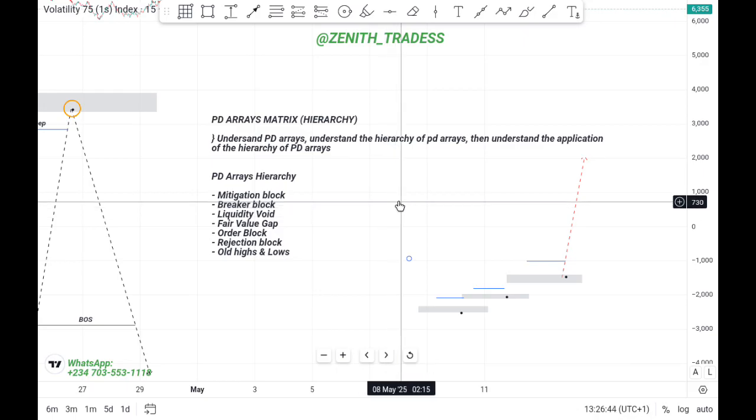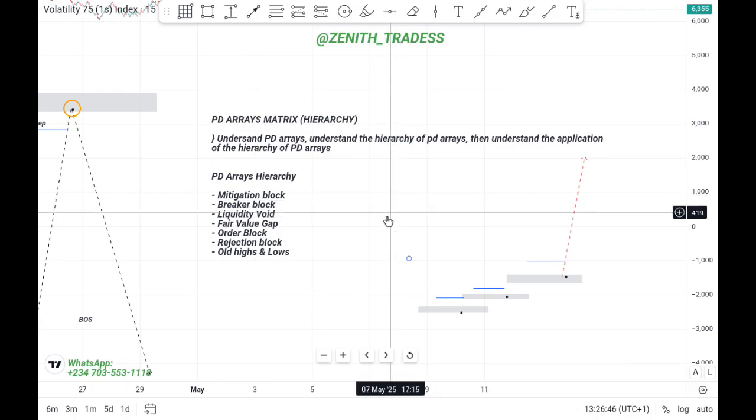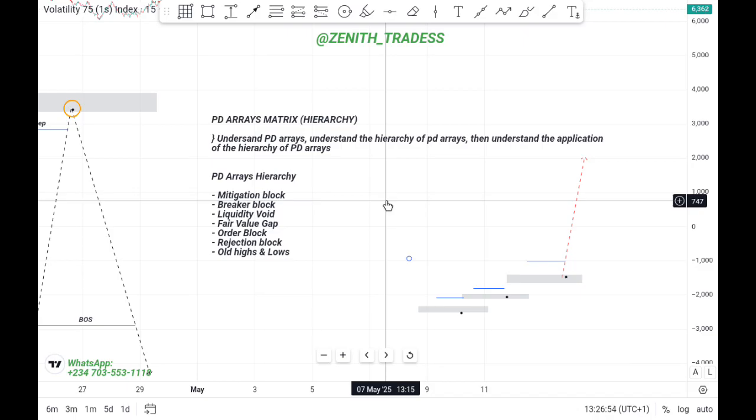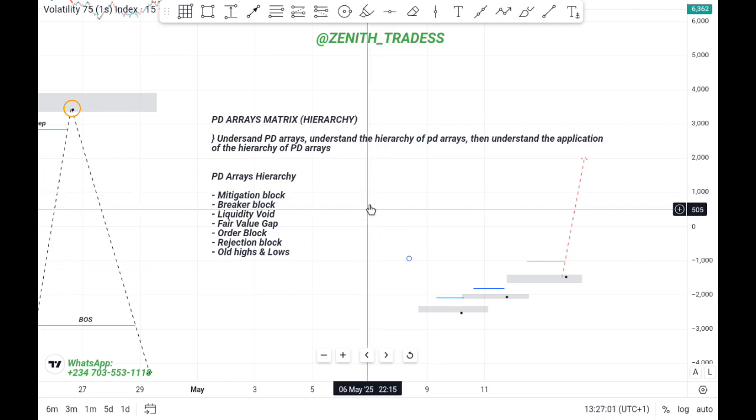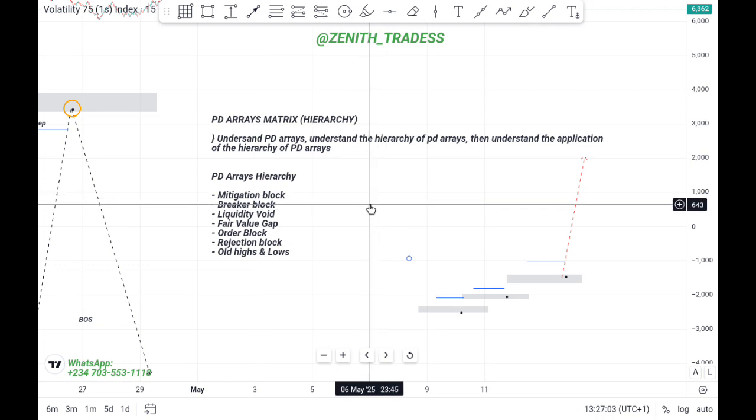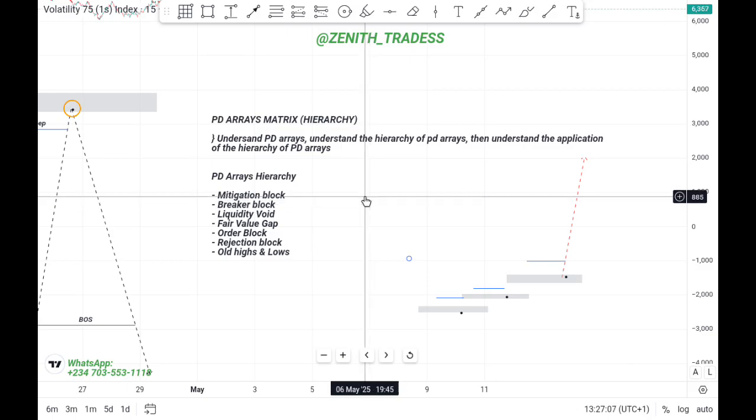Then the second most important is the breaker block, because mitigation supports continuation of trend. They say follow the trend, because trend is your friend. So whenever you see mitigation, it is more important than a breaker. You mostly find breakers when there is a change in character or a market structure shift. So mitigation is the most important PD array, followed by breaker, followed by liquidity void.